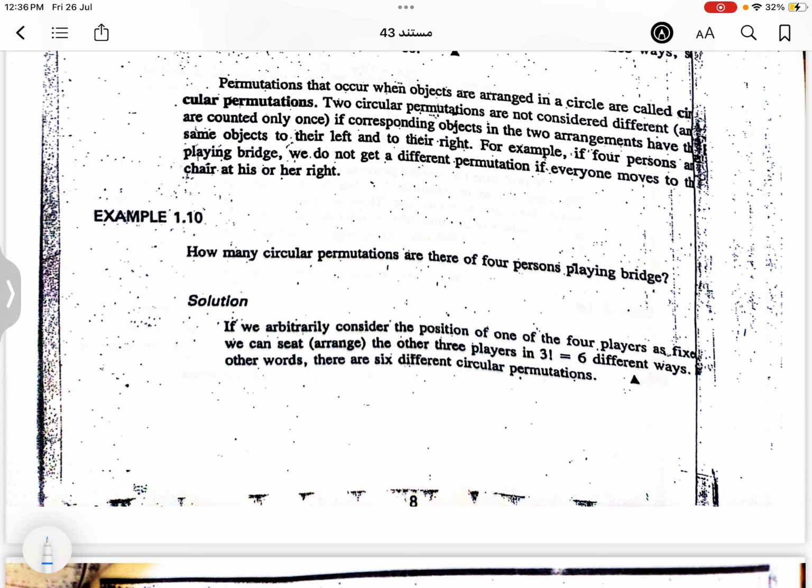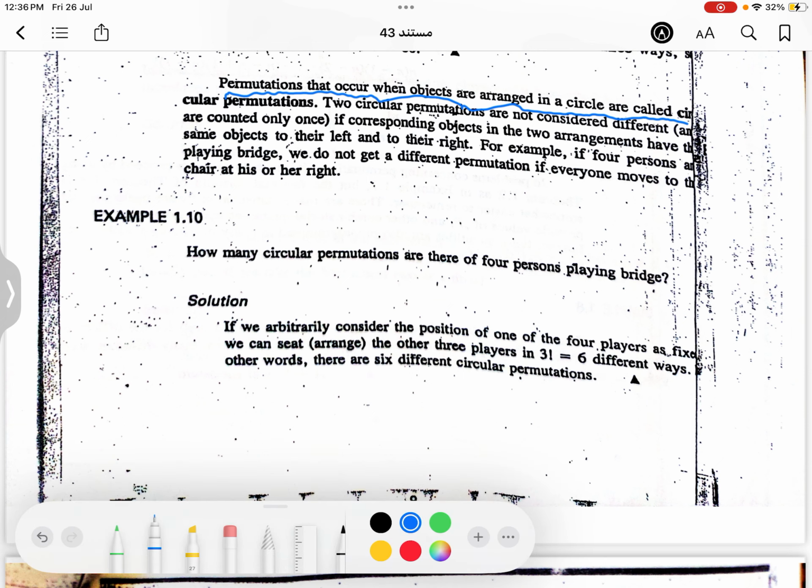We return back to the second video on this section. We will have to study the second kind of permutation, which we call circular permutation. Permutations that occur when objects are arranged in a circle are called circular permutations.